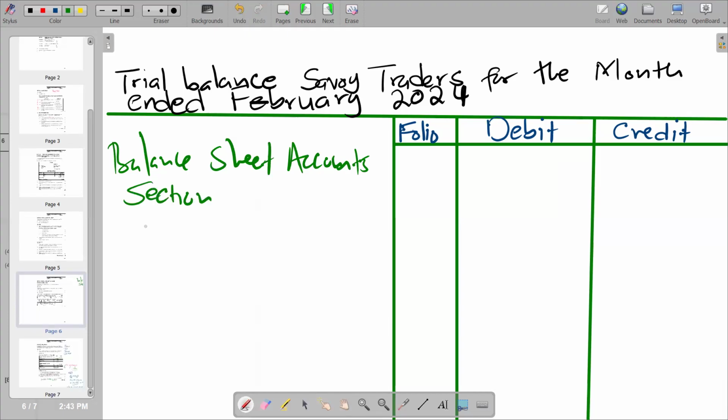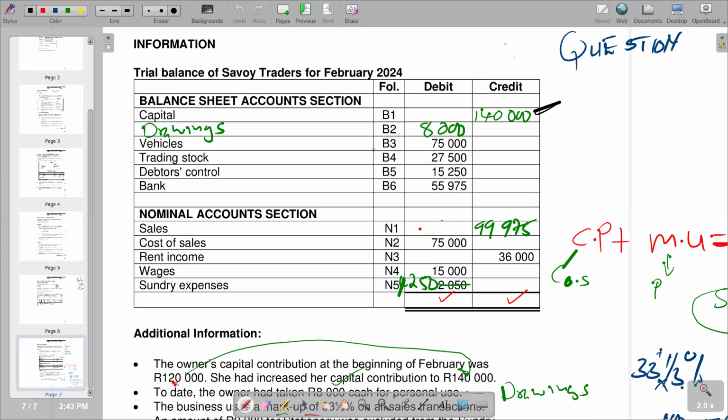Under the balance sheet account section, we're going to start with your capital. So we can just raise our capital. And the figure for capital, we've already highlighted it as 140,000. So we're saying on the credit side, we've got 140,000. Then we are saying drawings.